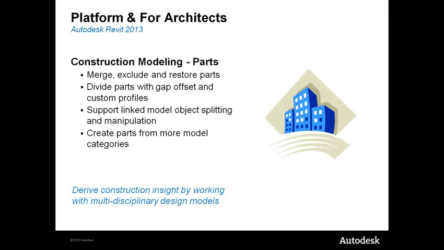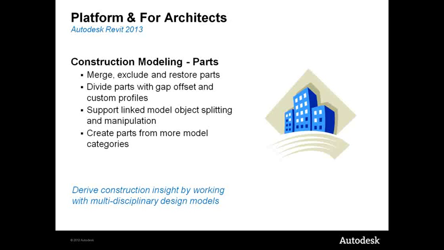Parts enables more flexibility by supporting linked models with capability of object splitting and manipulation. Additional elements such as structural beams and columns can now create parts as well. You can divide parts with parametric gap offset, as well as a new type of profile family that allows you to create your own custom division profiles to illustrate more accurately how the building is constructed.